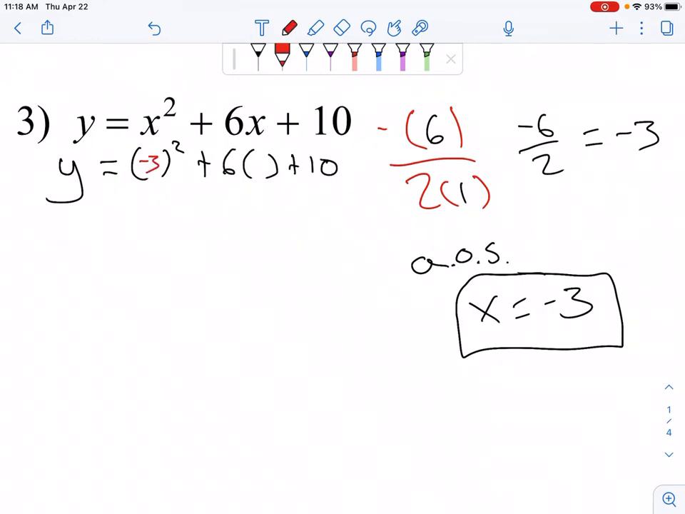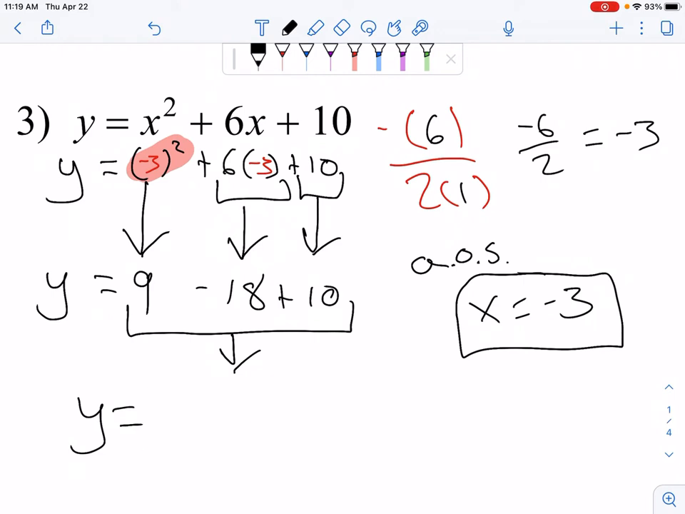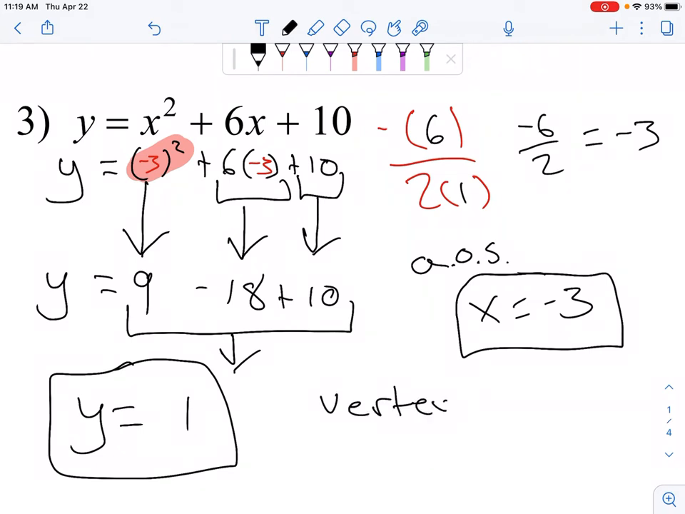So I'm putting a negative 3 in here. Now the hardest part probably of all of this is just making sure we evaluate correctly. Negative 3 times negative 3 makes a positive 9. 6 times negative 3 makes a negative 18. And plus 10. And then we're putting all 3 of these together, which would give us positive 1. So for my vertex, when my x is negative 3, my y is 1.